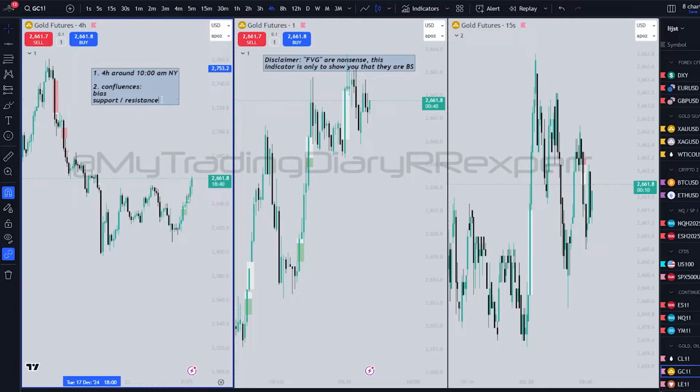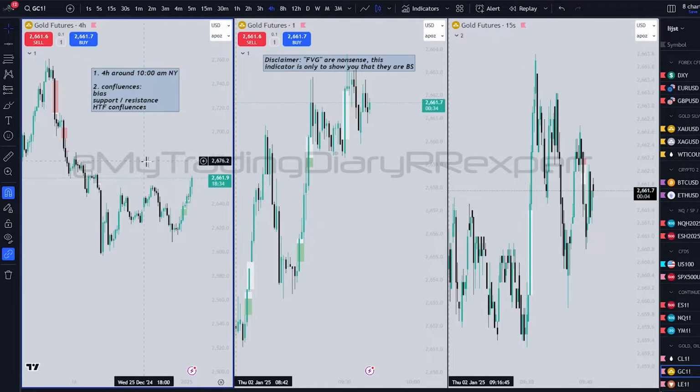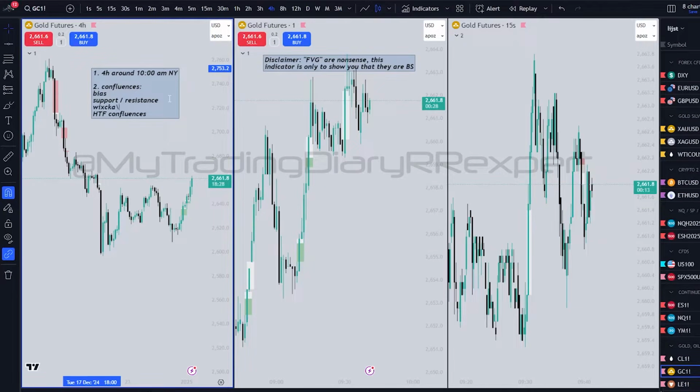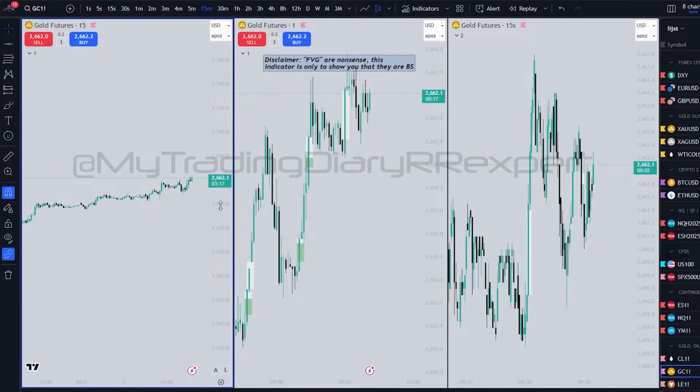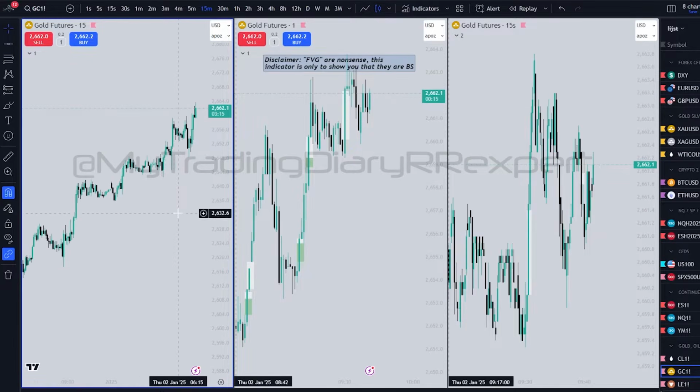So you're looking for confluences, higher time frame confluences. So am I seeing, wait, let me do one. Wicks. Yeah, wicks are really important. So you're just going to screen this. Yeah? So you're going to look at wicks.